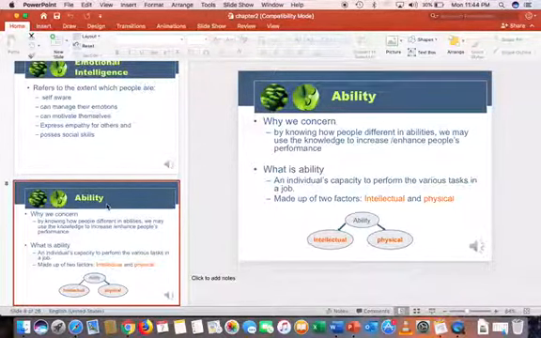So by knowing how people differ in abilities, we may use the knowledge to increase or enhance people's performance.